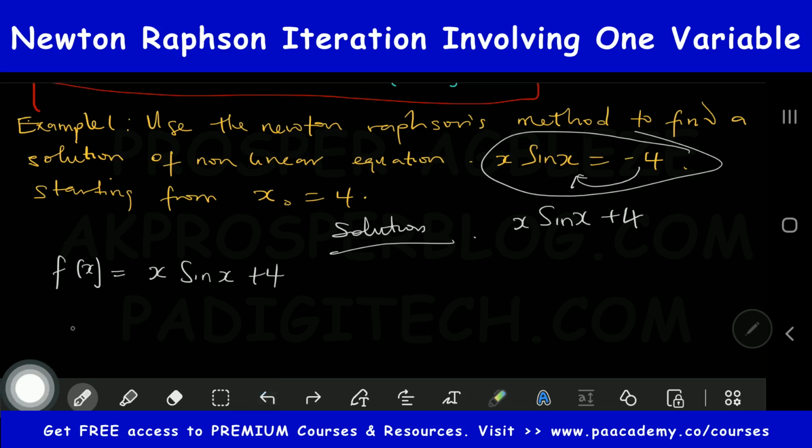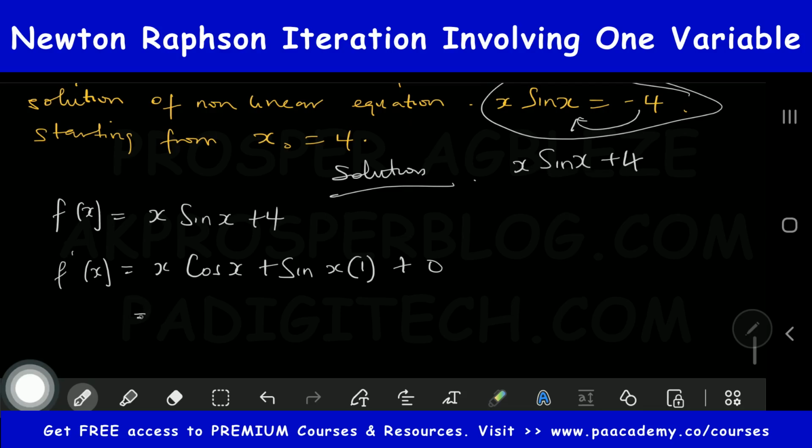If you are to look for the f prime of x, you just differentiate the f of x. In differentiating x sine x plus 4, that's going to give us x cos x plus sine x times 1, because if you differentiate the x, that's 1, then plus 0, since if you differentiate 4, that will give us 0. With that we are going to be having x cos x plus sine x.